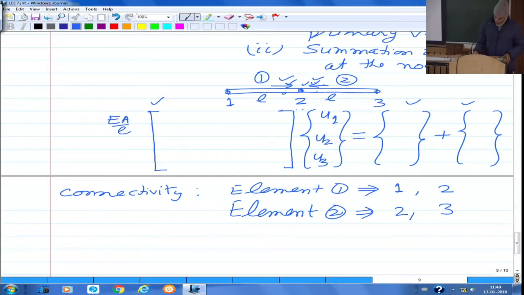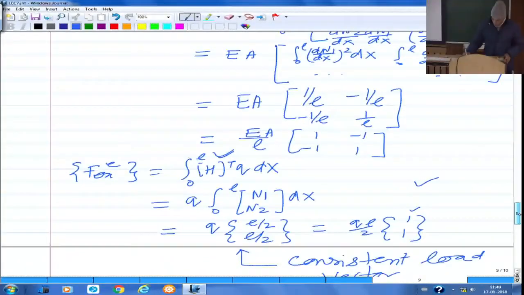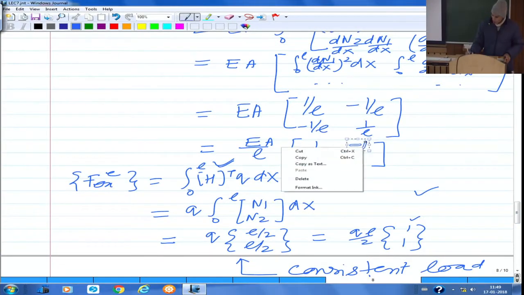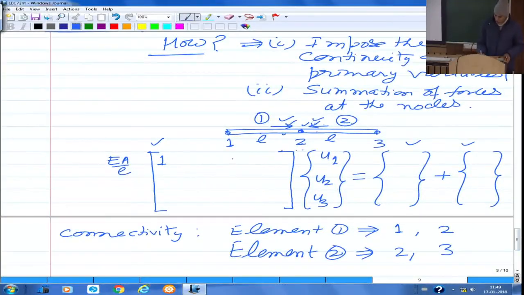Because the first element consists of global nodes 1 and 2, the first 2 rows and columns will be occupied by the first element here. If you look at the element level, the first row and column of the element stiffness matrix goes to the first row and column of the global matrix, that is here, and EA by L is taken out, so this just becomes 1. Then the element stiffness matrix, first row second column, goes to the first row and second column of the global matrix, which is actually -1.